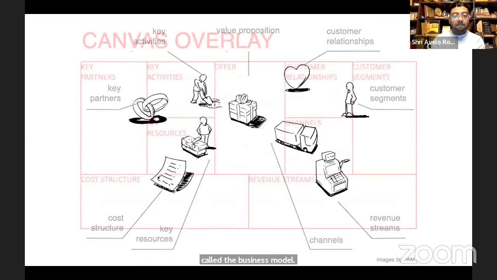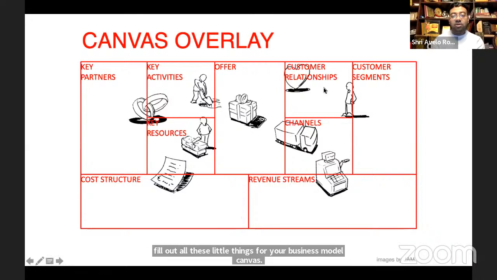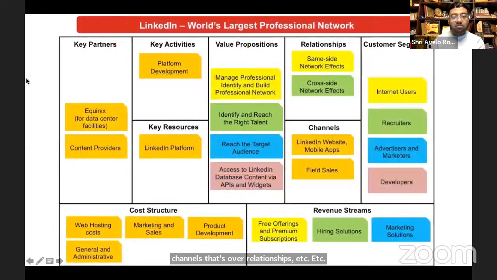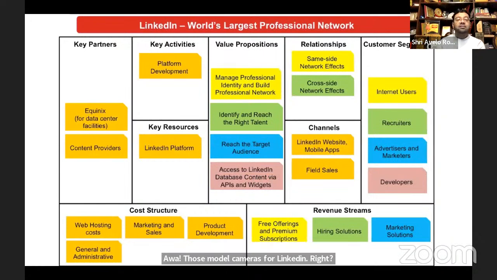Now, this is generally how the business model canvas looks. And if you have a business, you can easily download something like this online and fill out all these little things for your business model canvas. So starting with customer segment, revenue stream, channels, customer relationships, et cetera, you quickly have your business model canvas. Now here's an example of a business model canvas for LinkedIn, right? Now for LinkedIn, let's look at it, now that you understand what all the business model caters to.